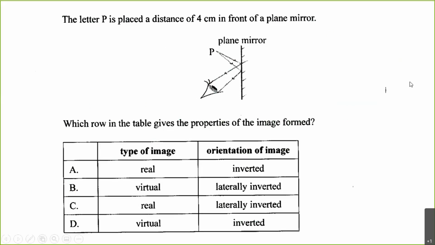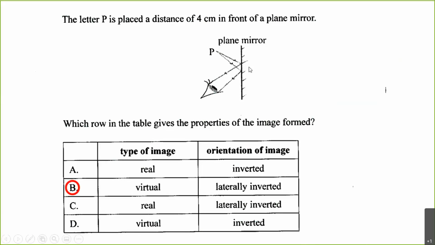What about this one? Which row in the table gives the properties of the image? This image. Have a plane image of P formed in front of the plane mirror. B. Awesome. Virtual and laterally inverted. Correct.